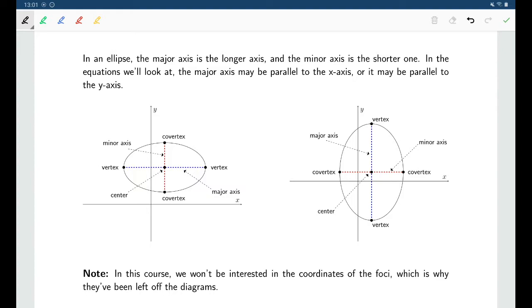Also, for graphing purposes, we're not really interested in the focal points, the two foci. They don't really help us with the graphing side of things. We only need to know where the center is and where the vertices and covertices are. That's why you can see I don't have the two focal points drawn on my diagram. So when we're thinking about the equation of an ellipse, the questions we're going to want to know are: how can we tell where the center is? How can we tell where the vertices are? How can we tell where the covertices are? And also how to distinguish between these two possibilities. How can we tell whether the major axis is parallel to the x-axis or the y-axis?